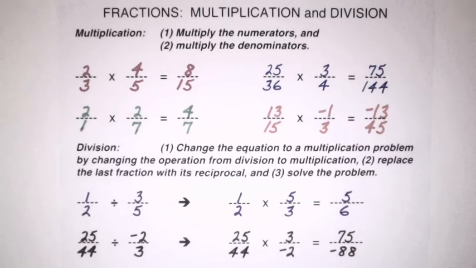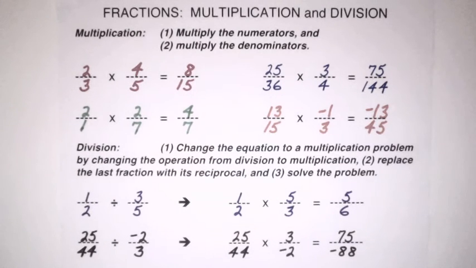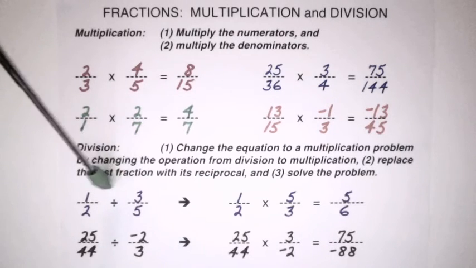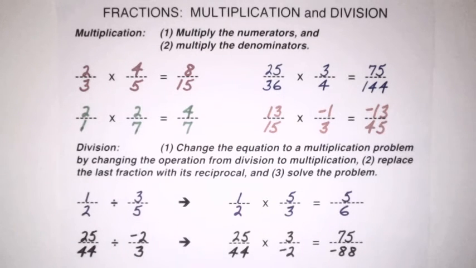And the reason we change it from division to multiplication, not division to addition or division to subtraction, is because division and multiplication are inverses of each other. They undo each other. We want to get rid of this division operation, so we undo it with a multiplication operation. But we can't just change this operation because we can't work with it or don't like it. We must do something else in the equation.